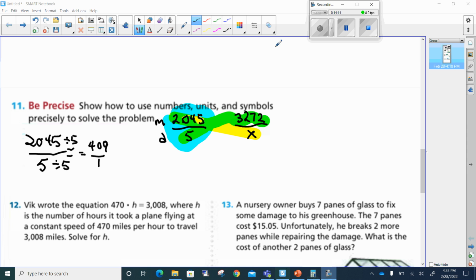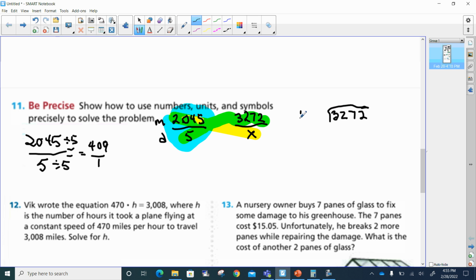Sorry about that. All right, now that we know how much they go in 1 day, we could take 3,272 and divide it by 409. So 3,272, we're going to divide it by 409.